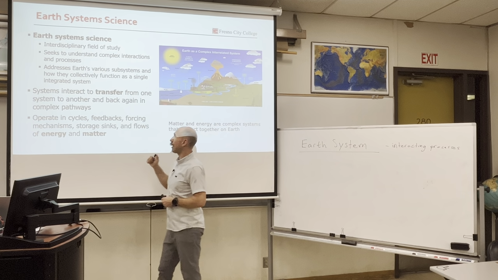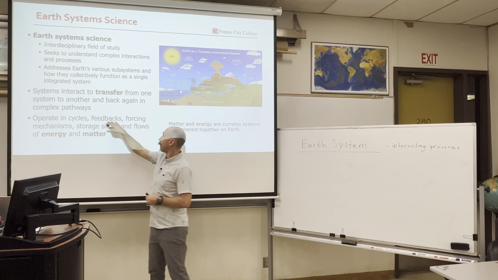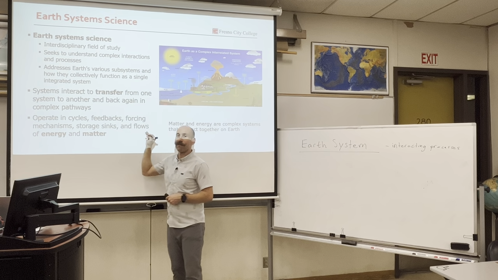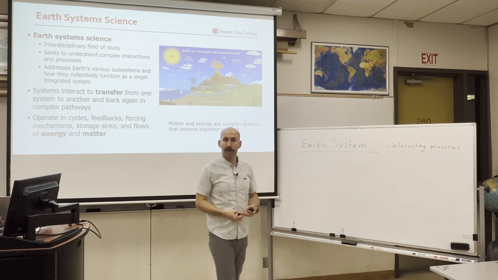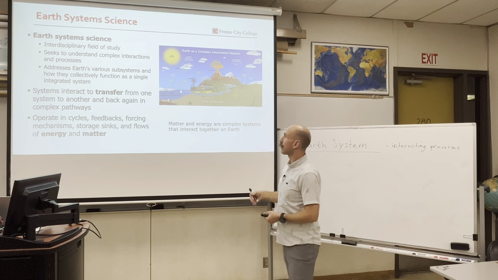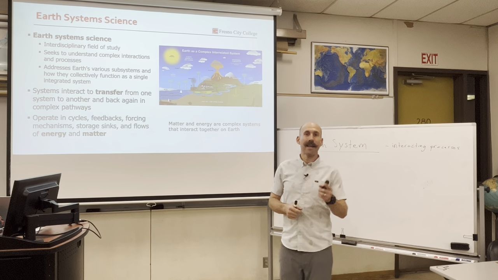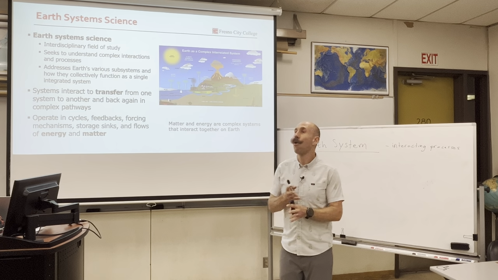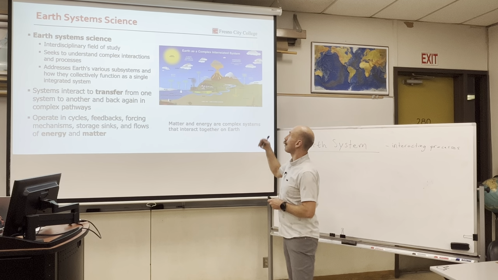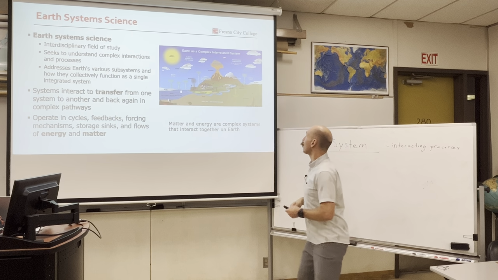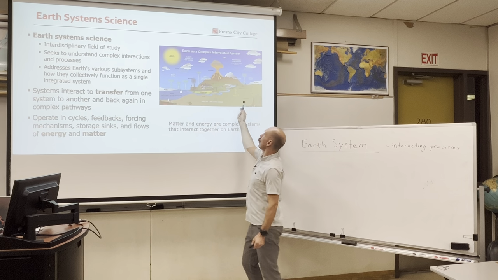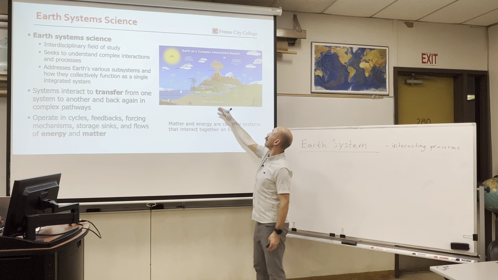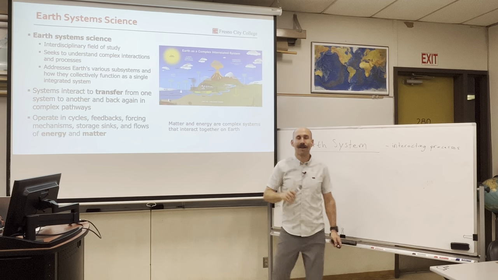Earth system science is looking at cycles, feedbacks, forcing mechanisms, storage sinks, and flows. And what is moving through these various reservoirs in these various ways? Energy and matter. Energy and matter are moving through all over everything that we have. And when we zoom out and we look at Earth system science, we can say, how do energy and matter move, recycle, flow, store in these various places on Earth in this complex, intricate web?